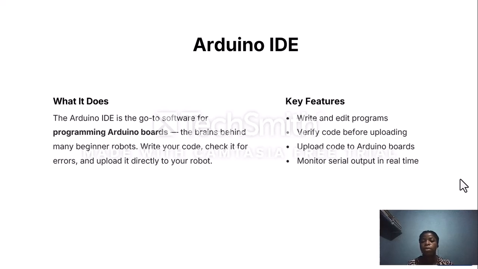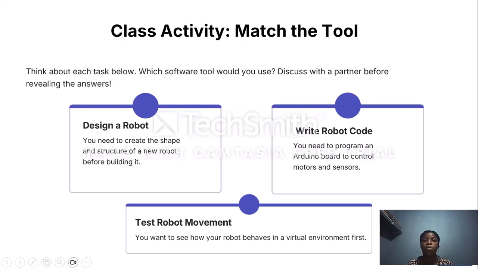Alright, now there is a class activity I want you to participate in. Think about each task below. Which software tool would you use? Which software would you use for these three activities? One, design a robot. Two, write robot code. Three, test robot improvements.